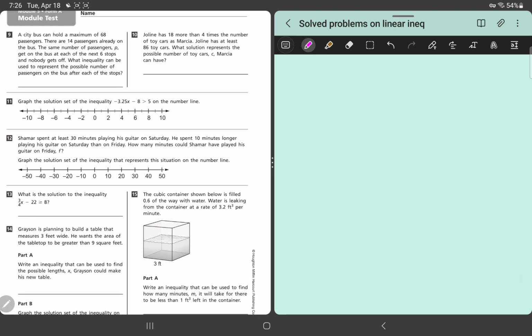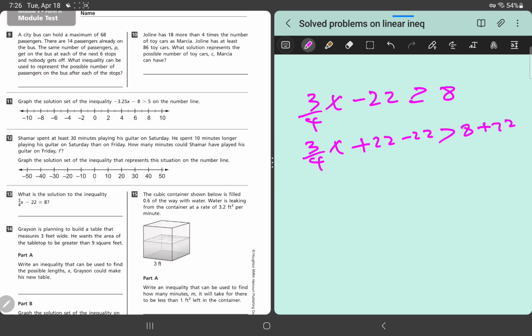The next number is number 13. It says, what is the solution of 3 over 4x minus 22 greater than or equal to 8? The first step is to add 22 to both sides. 3 over 4x plus 22 minus 22 is greater than or equal to 8 plus 22. So this is 0. 3 over 4x is greater than or equal to 30.